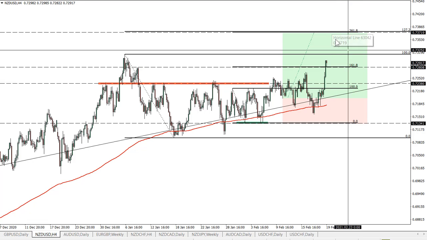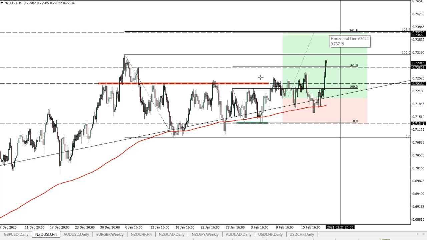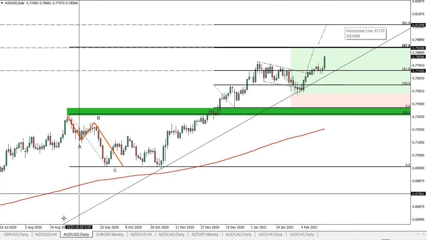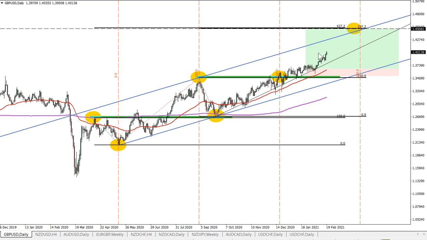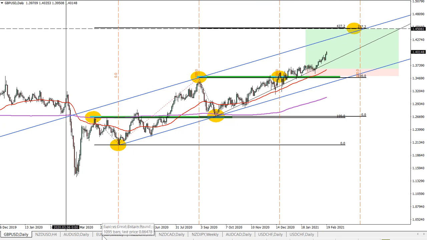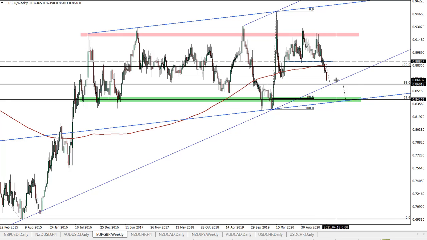There could be a pullback, or if these resistances on the New Zealand and the Australian are broken, then we'll move towards the second resistance, and we will most likely then move towards this key resistance on the pound against the dollar.